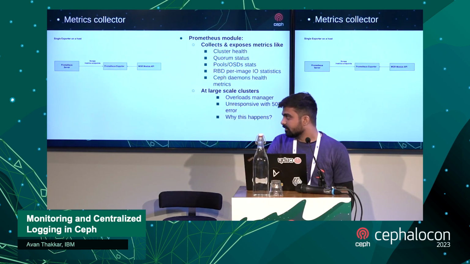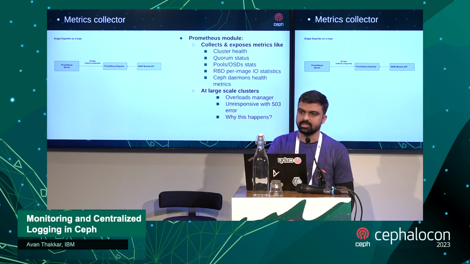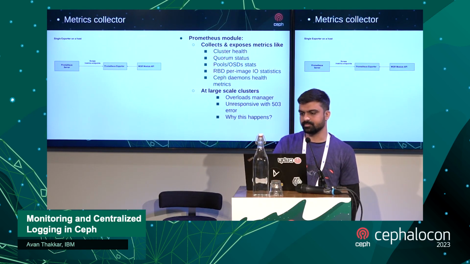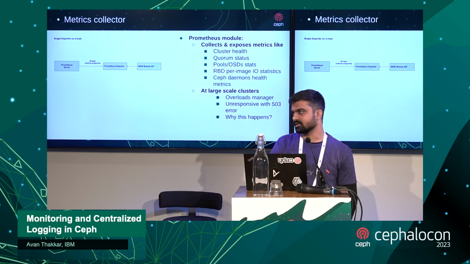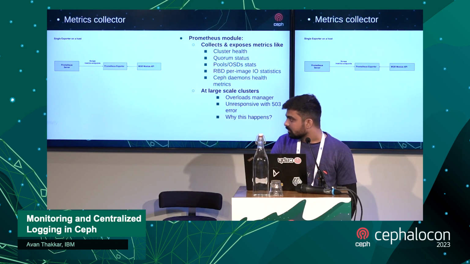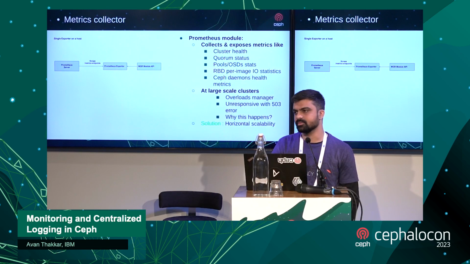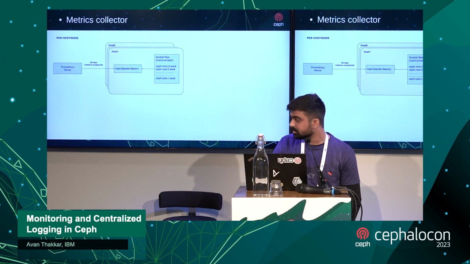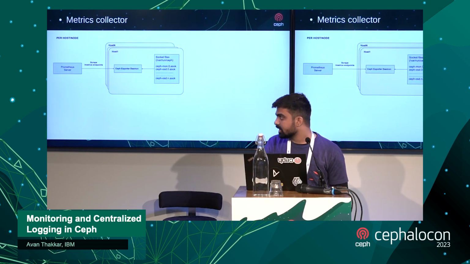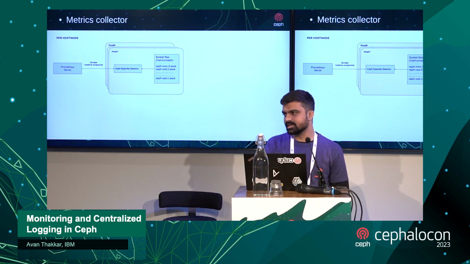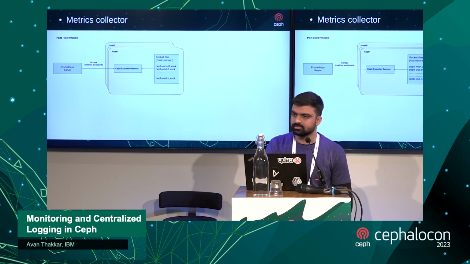Why this happens, as I just said, is that there are thousands of daemons to go through in a for loop, and getting this from the manager is a huge load. So what's the solution for this? We do horizontal scalability. Instead of having just a single exporter, we now have an exporter per node. And there's no need to use the MGR as well, because we have socket files which can be read directly.